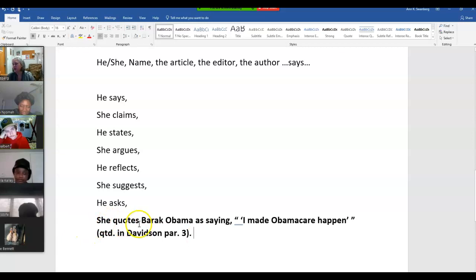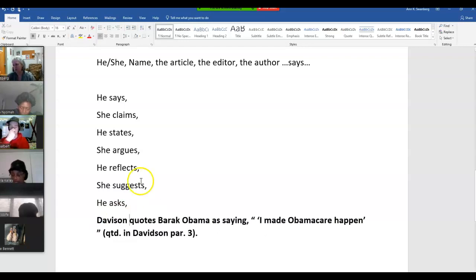Okay, so if you have an author who is quoting somebody else, you are not using an original source. So your citation needs to say it was quoted in the article that you read in paragraph 3, and it needs to say who's saying it. As I'm going to even put in, Davidson quotes Barack Obama as saying, I made Obamacare happen. I'm going to get rid of the extra space here, but there's a single quote inside a double quote. This double quote indicates that you are quoting. The single quote indicates that Davidson is quoting.